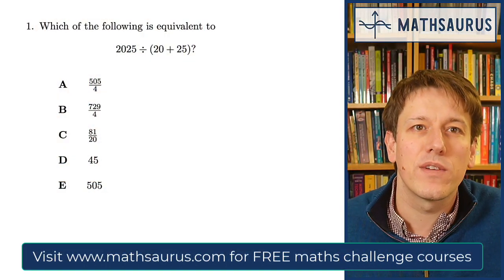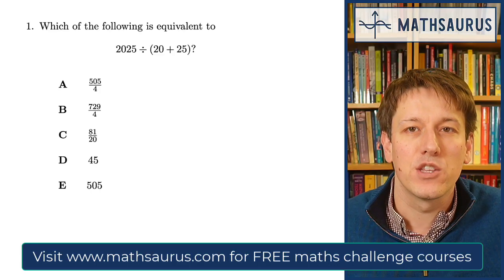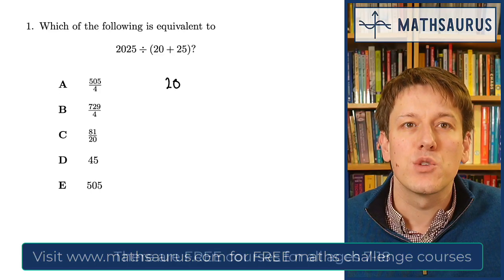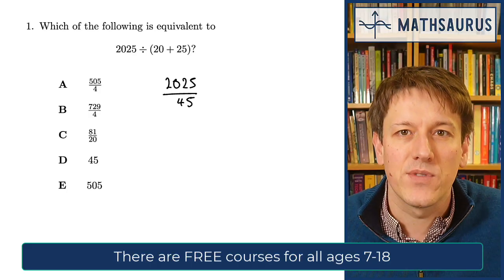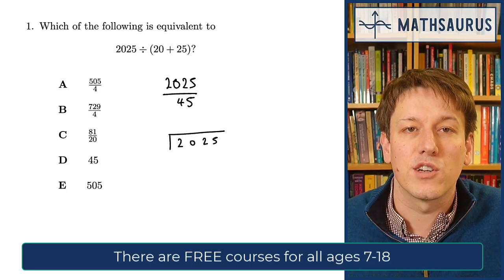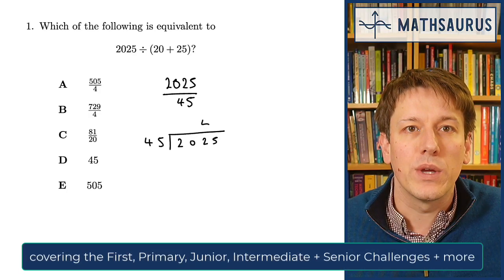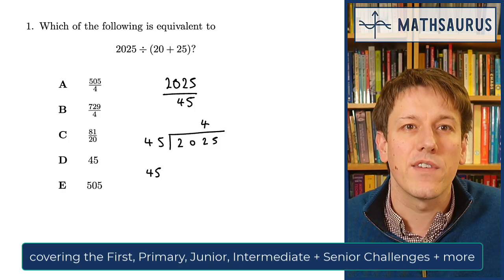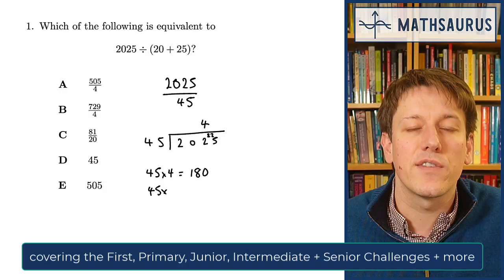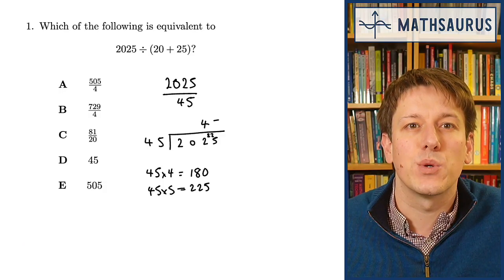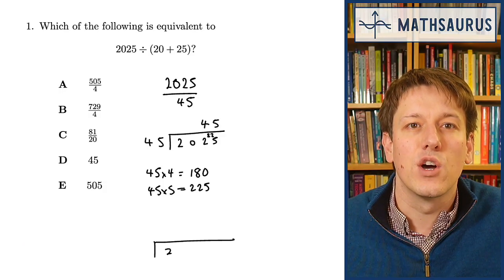Which of the following is equivalent to 2025 divided by 20 plus 25? Well, of course, 20 plus 25 is just 45, so we just need to work out 2025 divided by 45. You could do that as a long division if you wanted to. We can do 202 divided by 45 gives 4, because 45 times 4 is 180 with 22 left over, and then 45 times 5 is 225, so we get an answer of 45.